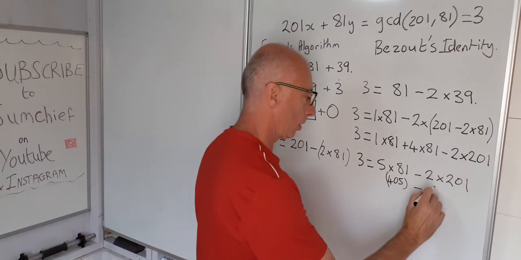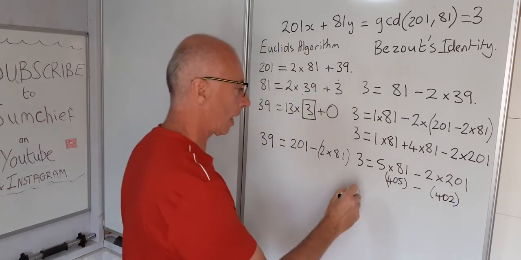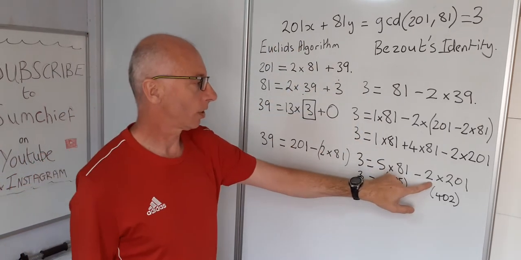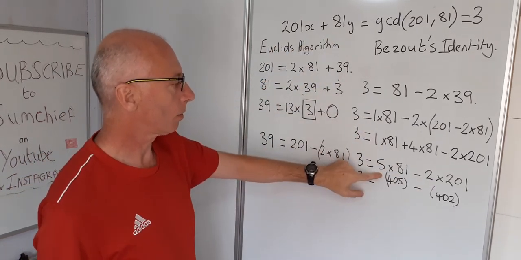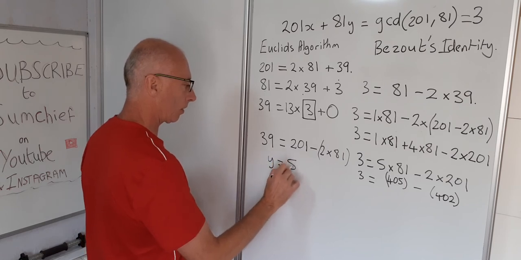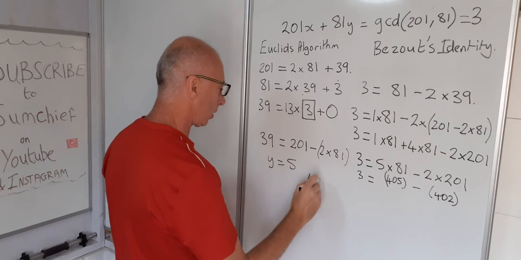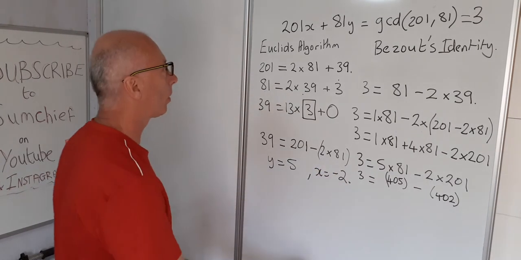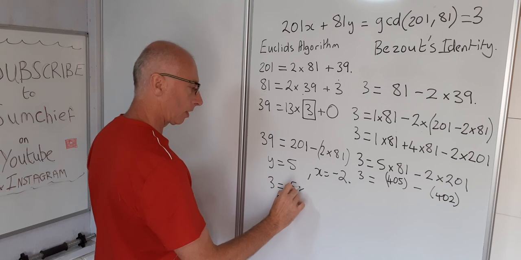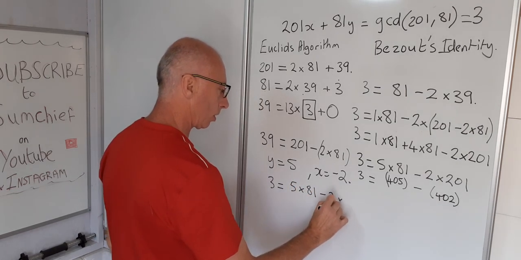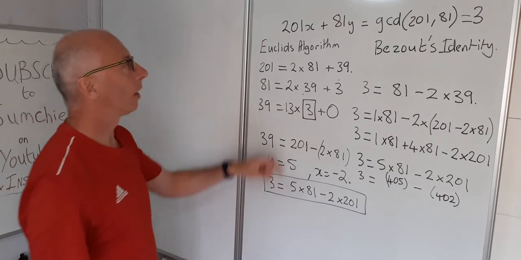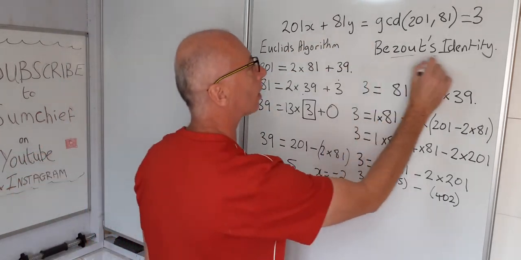Now just to check this is okay, 5 times 81 is 405. 2 times 201 is 402. So this is now true. So therefore what we can say is that 201 times minus 2 plus 81 times 5 equals 3. So therefore our y equals 5 and our x is minus 2, which we can simplify this way. We can say 3 equals 5 times 81 minus 2 times 201. That will give us the answer to our Bézout's identity.